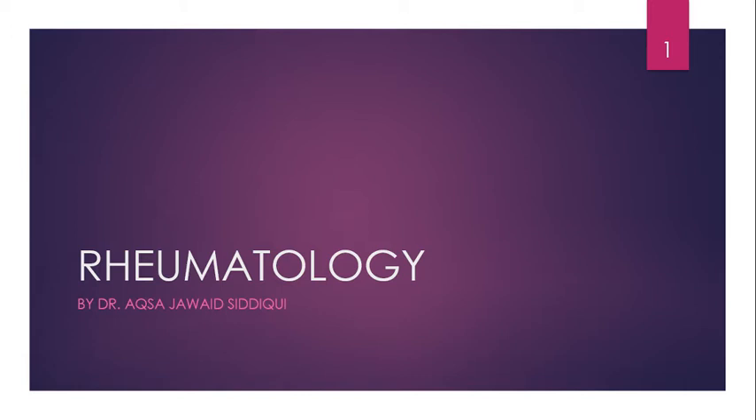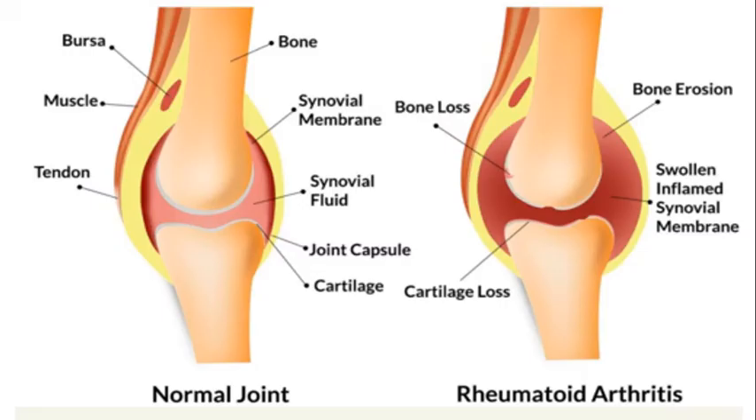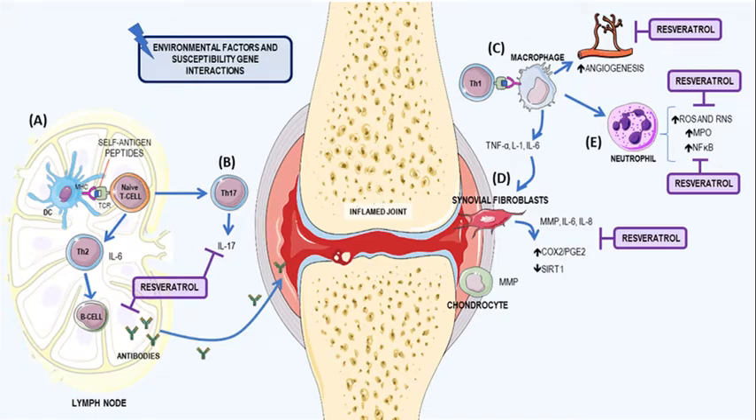Hello guys, today we are going to discuss rheumatology, in which our topic of discussion is rheumatoid arthritis. What is rheumatoid arthritis? It is a chronic systemic inflammatory disease characterized by symmetrical deforming peripheral polyarthritis. It is more common in females than in males. It occurs in the 5th and 6th decade of life, and it is associated with HLA-DR4.